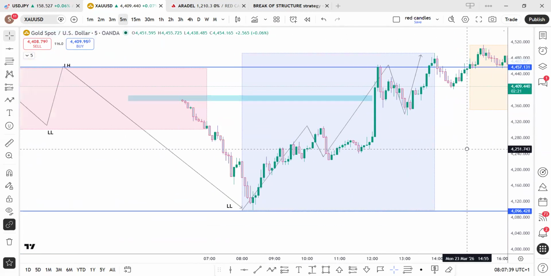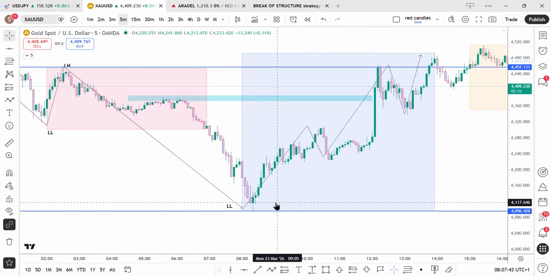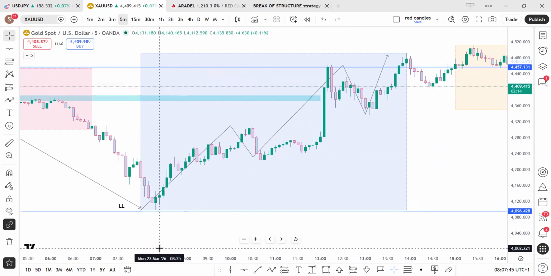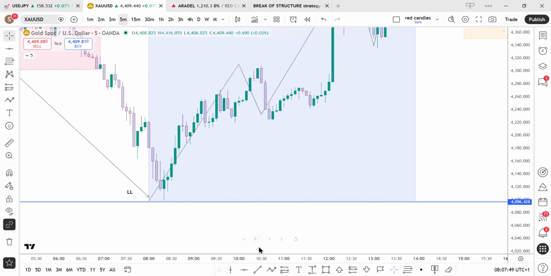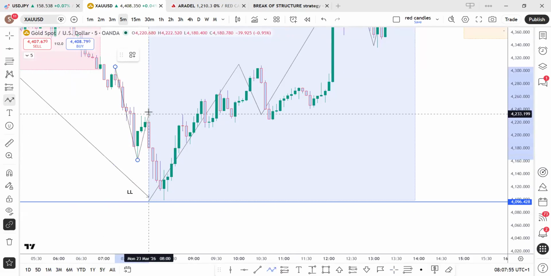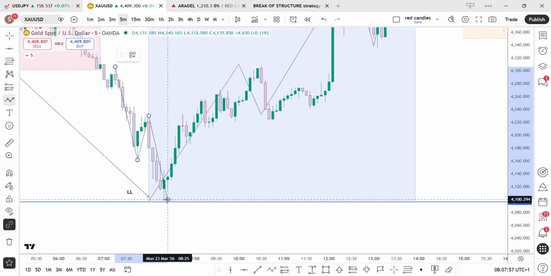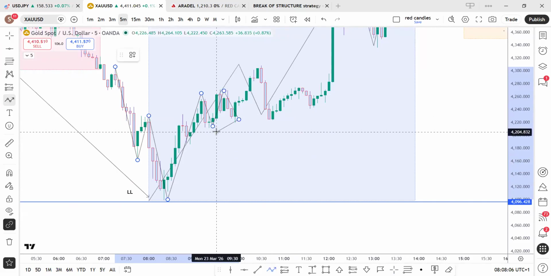Let's go here. So you can see smaller structures. Look at what price did here. I'll just map it out. So from here, it's been coming down. It comes down, pulls back, comes back down. Eventually, it breaks this level here. Pulls back, goes up again, pulls back, does not break the higher low.